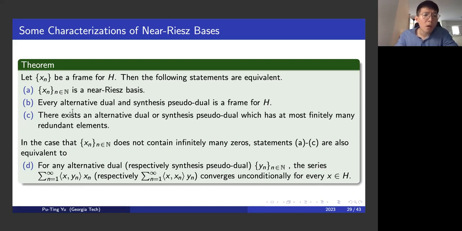So in the process of proving the direction from A to D, we already showed that if Xn is a near-Riesz space, then every one of its alternative duals and synthesis pseudo-duals is a frame for H. And the direction from B to A is quite similar to what we did before. So let me just focus on the equivalence between statement A and statement C.